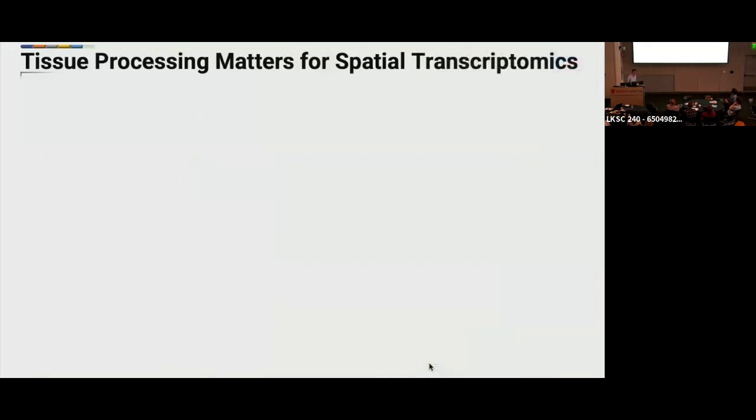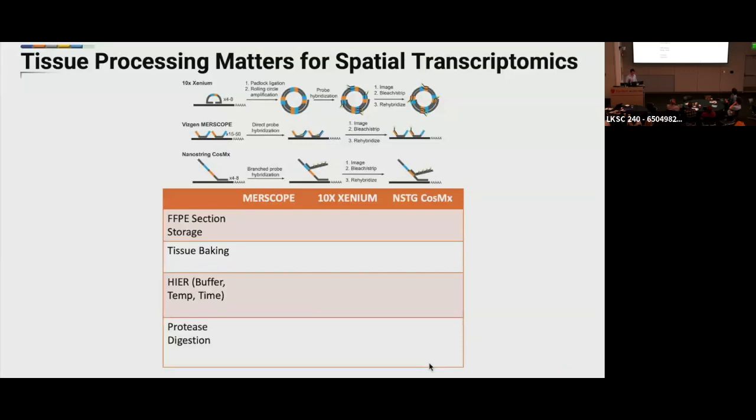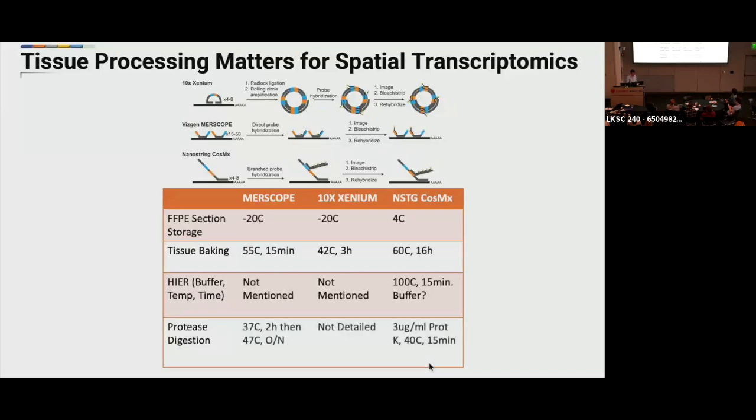Next thing, it also matters for RNA. So this is a preprint from Sammy's group that really pushed us a little bit to think about it. What was done was they systematically went through exactly what the manufacturer recommends for spatial transcriptomics. And what you can see is that the sectioning storage is different, the tissue baking is different, the retrieval buffers and times are completely different, and the protease digestion, which increases or decreases accessibility of the probes, is also different.